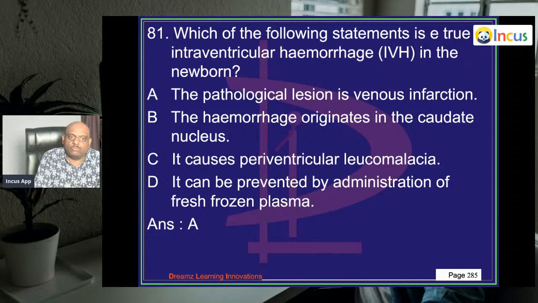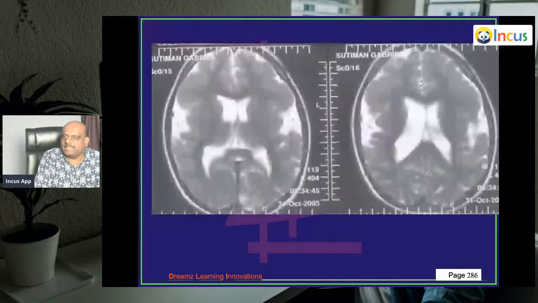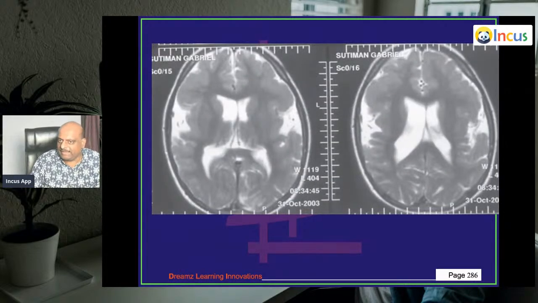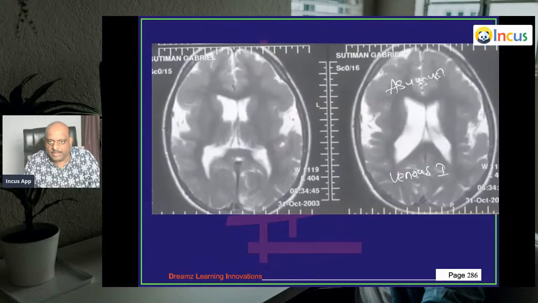Intraventricular hemorrhage in a newborn. Basically, it is a venous infarction. It is an asymmetrical lesion and venous infarction. That is intraventricular hemorrhage.